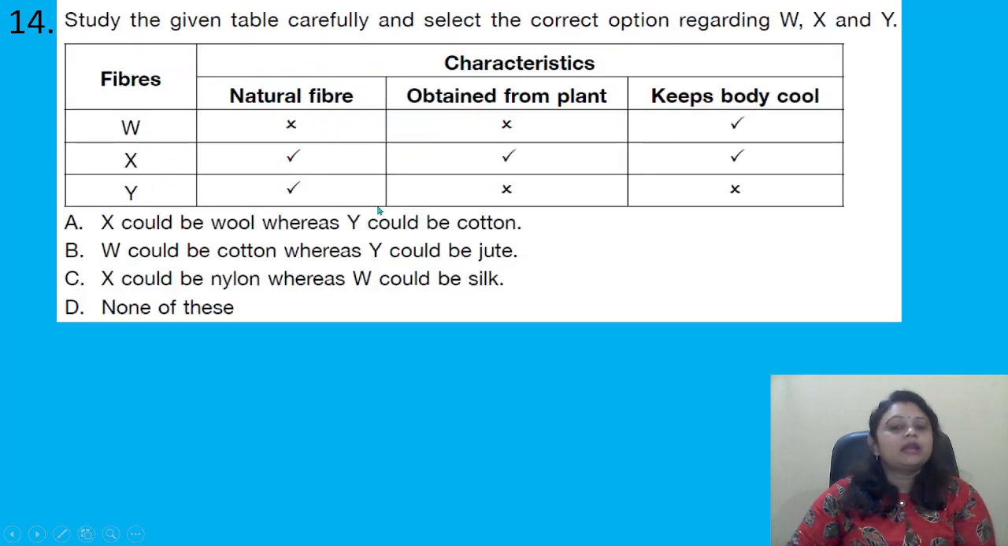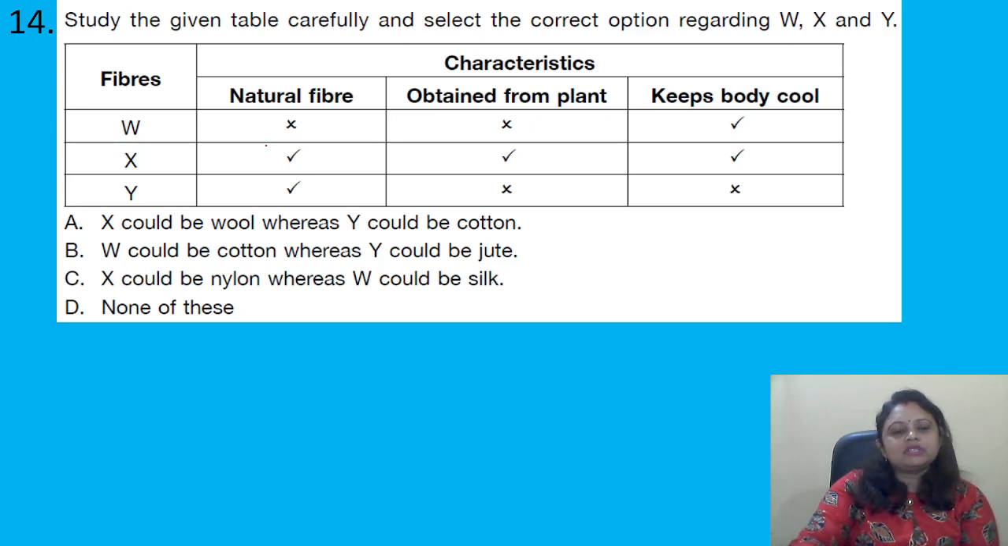Got it? Coming to the next question, study the given table carefully and select the correct option regarding W, X and Y. Options are A. X could be wool whereas Y could be cotton. B. W could be cotton whereas Y could be jute. C. X could be nylon whereas W could be silk. D. None of these.